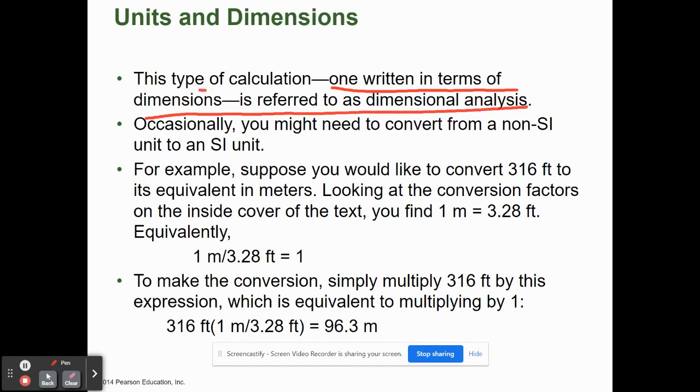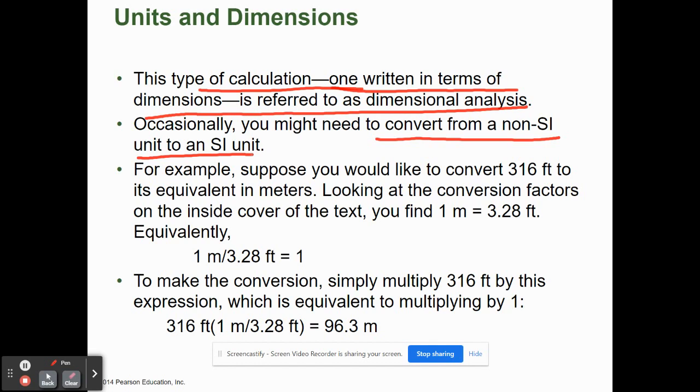A calculation written in terms of dimensions is what we call dimensional analysis. Okay? A lot of times we have to convert from a non-SI unit to an SI unit. Well, what in the world is an SI unit? SI unit just means the metric system. It's the system we use in science. We don't use feet and inches and pounds in science. We use the metric system. So sometimes you're going to have to convert between those two. That takes dimensional analysis.